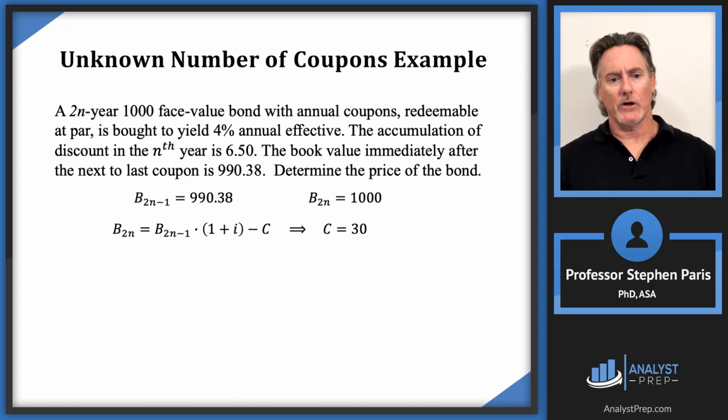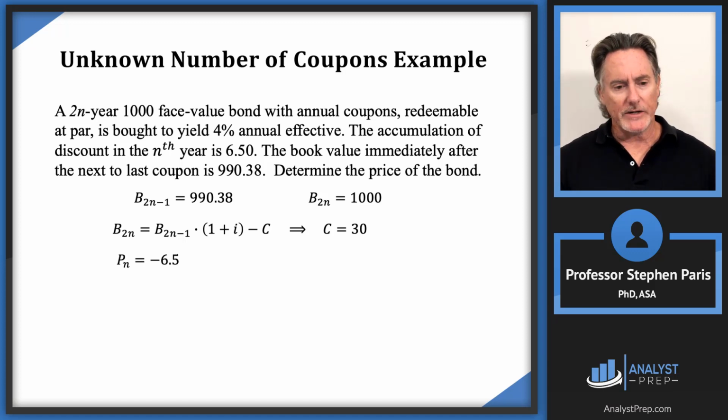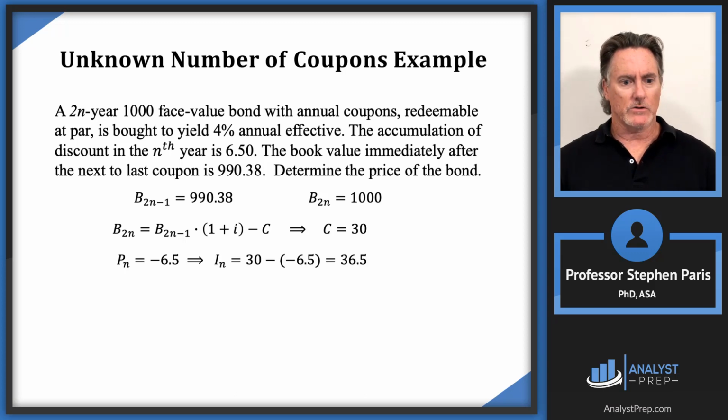Now I'll pluck out the first information about the accumulation of discount in the nth year being 6.5. So the capital P sub n is a negative 6.5. That's going to allow me to find the amount of interest that I'm earning in the nth coupon payment, or the nth installment. That would be the coupon amount 30 minus the capital P sub n value. So I got 30 minus the capital P sub n value, which is a negative 6.5. So capital I sub n, the amount of interest that I'm earning in the nth installment, is 36.5.